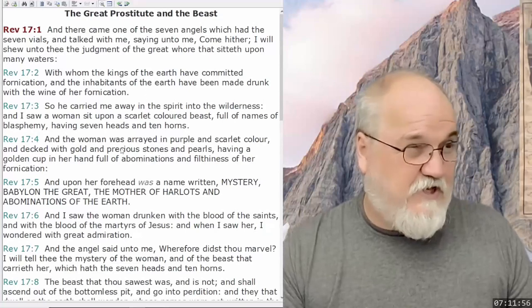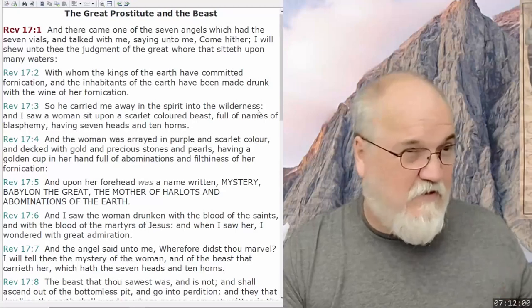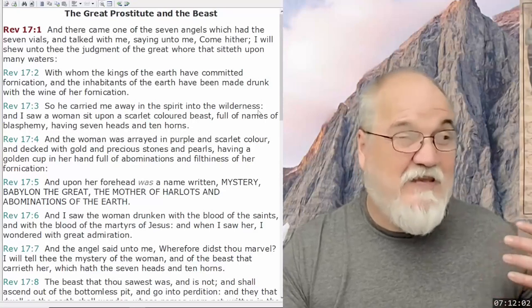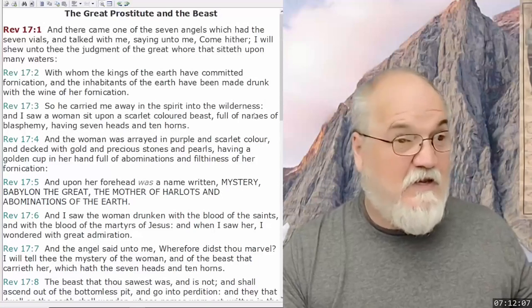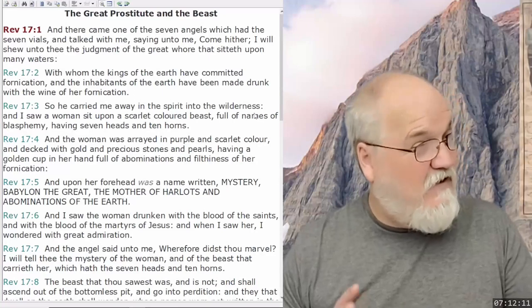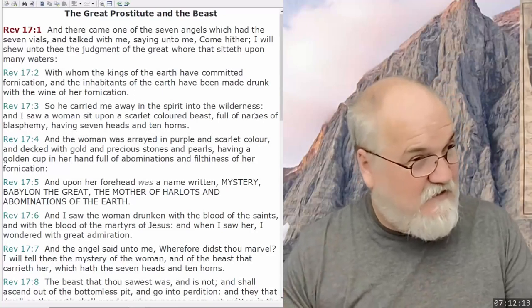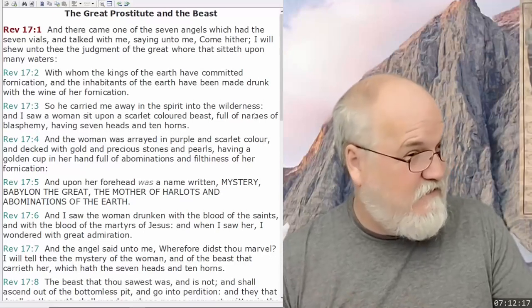So he's going to show him the judgment. He carried me away into the spirit of the wilderness. So he's going to see the judgment of the great whore. And John's going to be carried away into the spirit, into the wilderness. So here we would say, well, that's 17, that's the end of the 1260, right? So you're going to see the end of this woman.